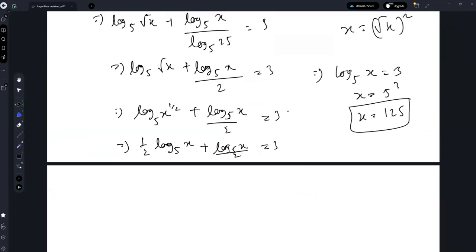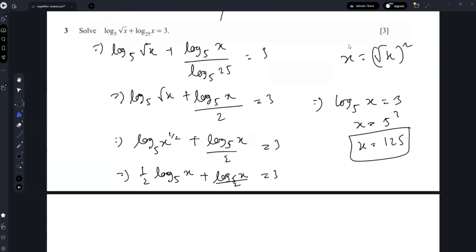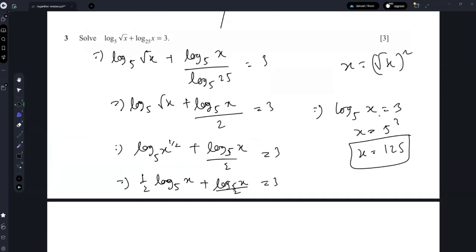Now, that is one thing you can do. Another thing is that although it's going to be lengthier, I'll actually do the alternative method here.